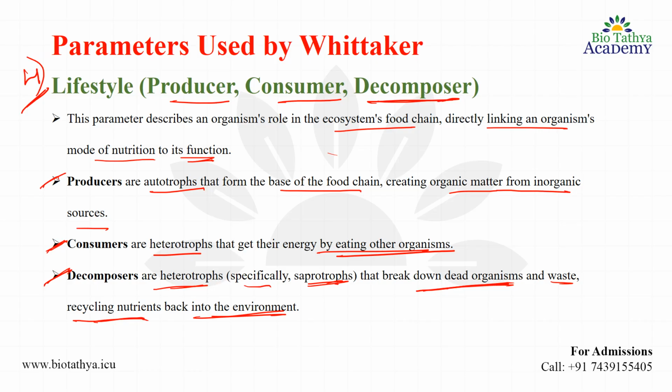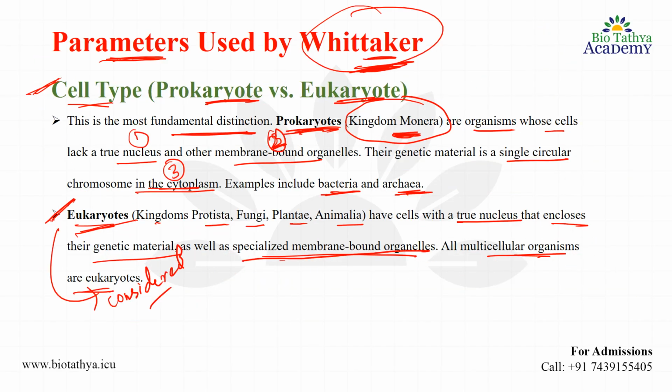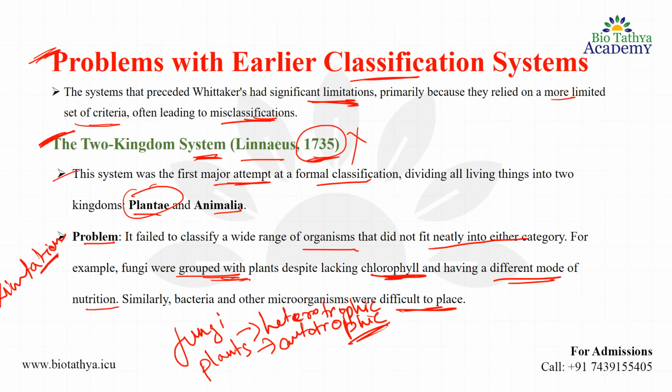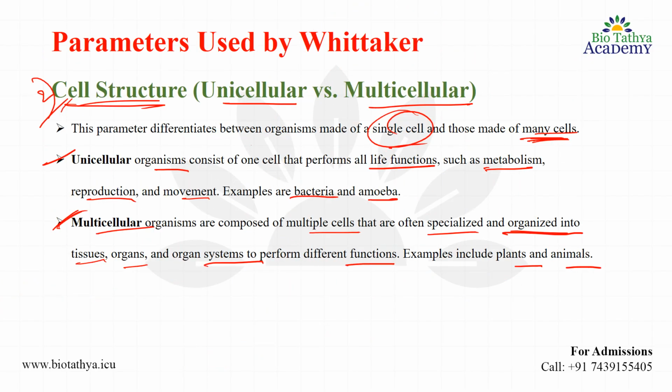So till then, in this particular video I have discussed the parameters that Whittaker used, and also I have told you the problems with the earlier classification systems, and I have started with the Whittaker system already. Okay, so from the next lecture we will be dealing with each kingdom particularly. So we will get a detailed knowledge about each kingdom itself.